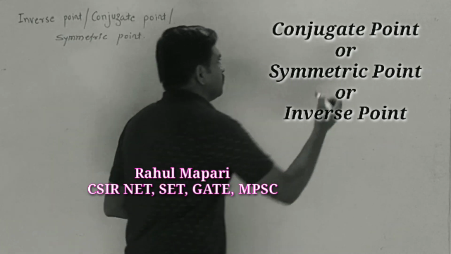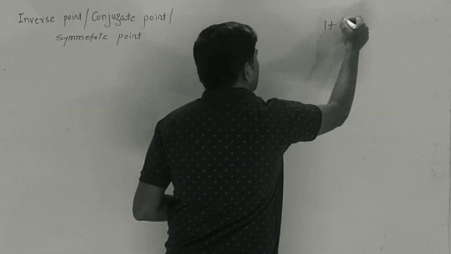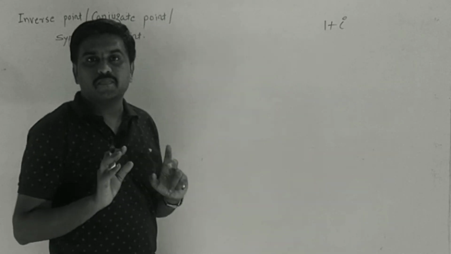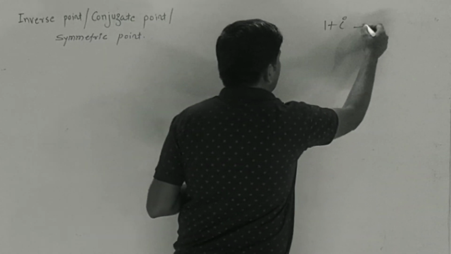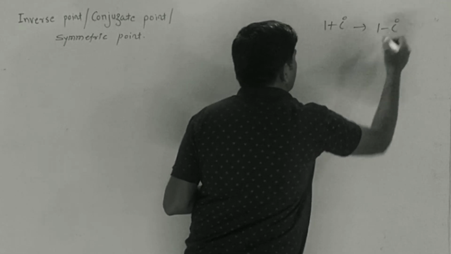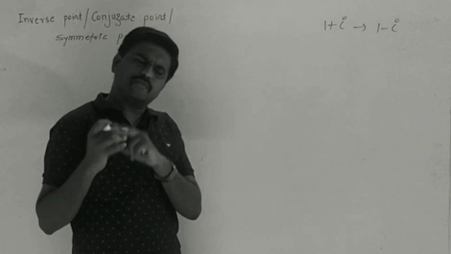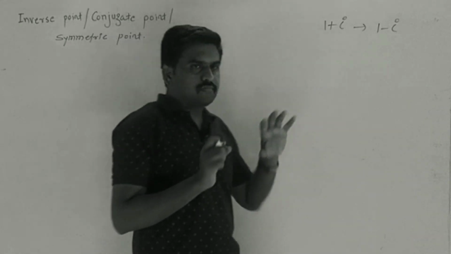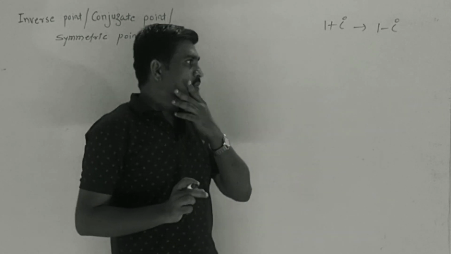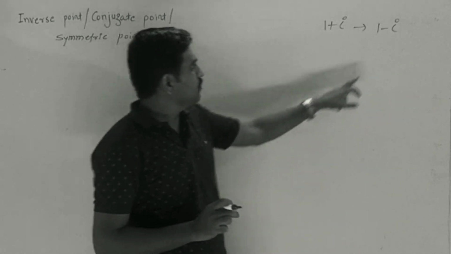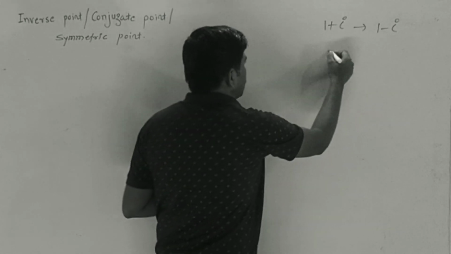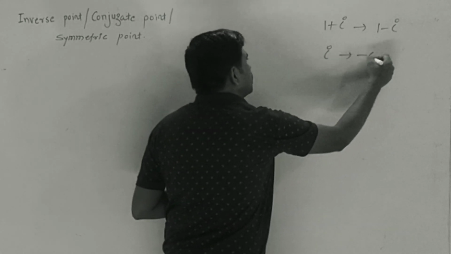If I ask one question, what is the conjugate of 1 plus i? Obviously everyone gives the answer 1 minus i, if you don't know the concept. If you know the concept, then it's okay, but the maximum students give the answer 1 minus i. Or what is the conjugate of i? Maximum students give the answer minus i.